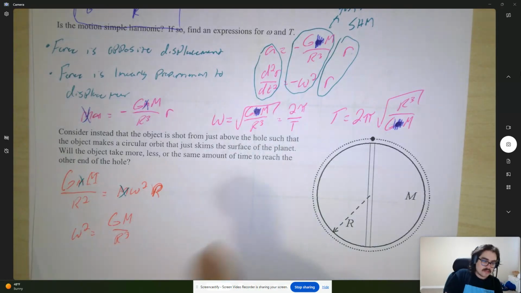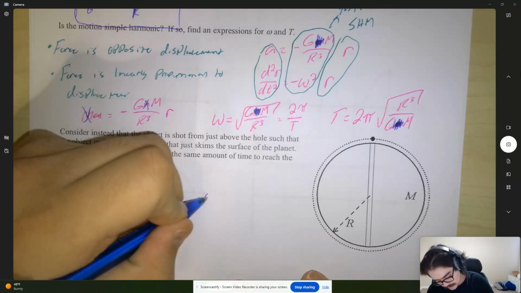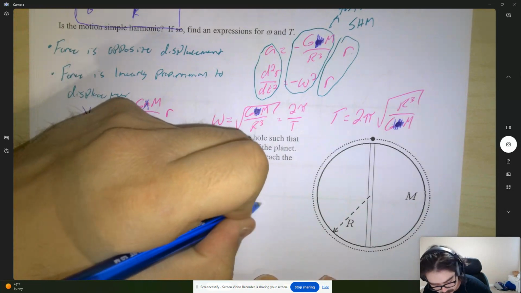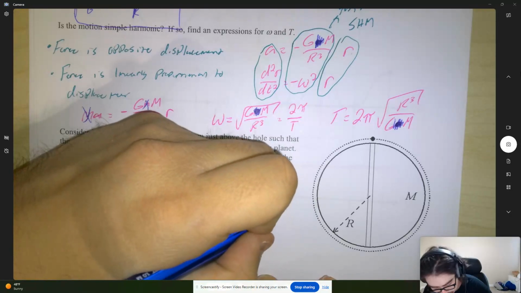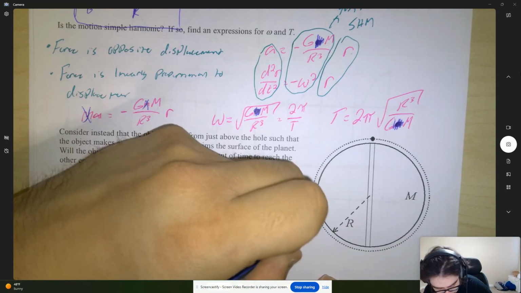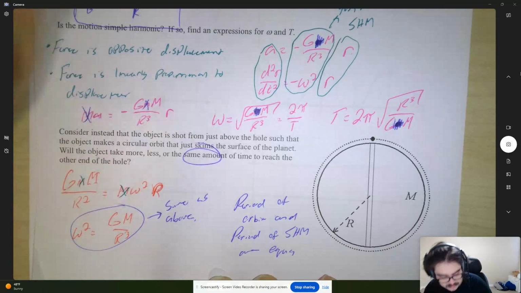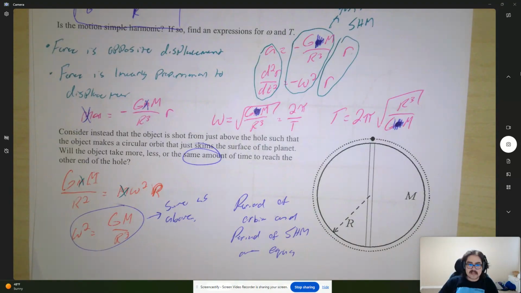So this is the same as above. This means that the period of the orbit and the period of the simple harmonic motion are equal. So it should take the same amount of time to reach the other end of the hole because the periods are going to be the same. If they're launched or dropped at the exact same time, they will reach the other end of the hole at the exact same time. Kind of cool to think about.